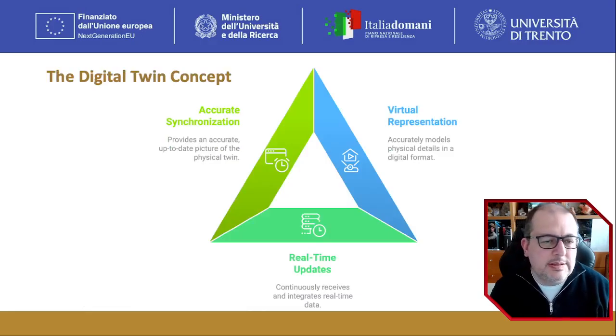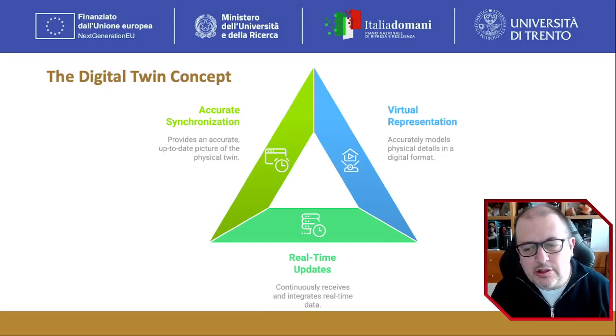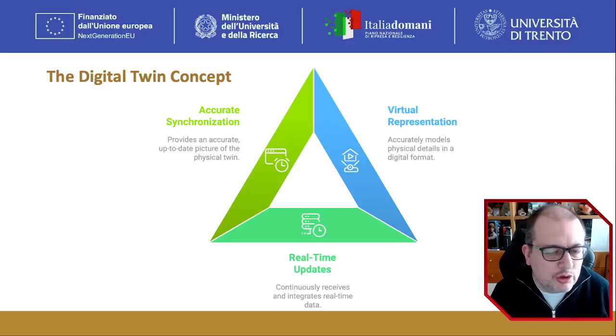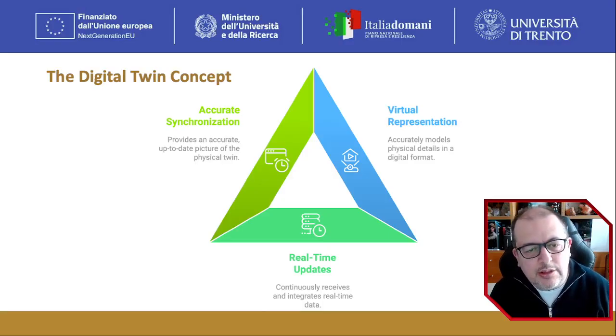What is then the digital twin? So why are we speaking about digital twin in this presentation? Well, a digital twin differs from a simulation or an emulation environment because it does not only provide a virtual representation of a physical object in digital format, but it also includes accurate synchronization, so it is capable of providing an accurate and up-to-date picture, and this is enabled by real-time updates that are continuously performed between the physical and the digital twin.